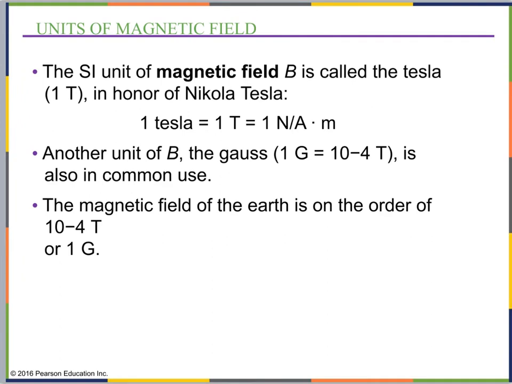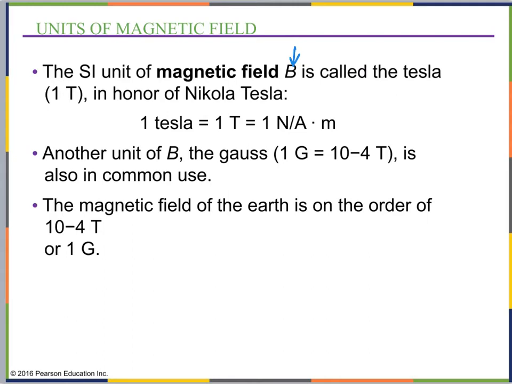All right, some pieces of information about the magnetic field: how do we measure it? We measure it in what we call Tesla, because of Nikola Tesla, a scientist from a ways back. We use the letter B to represent the magnetic field.